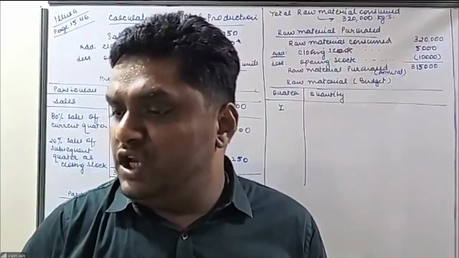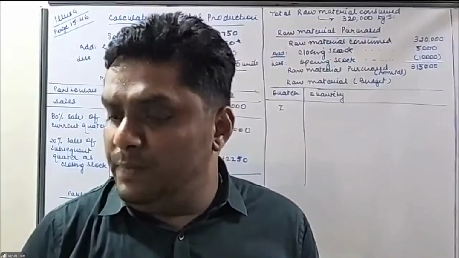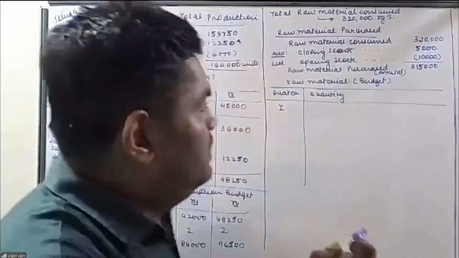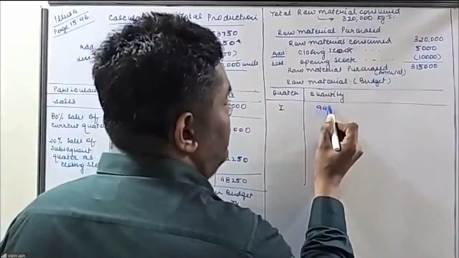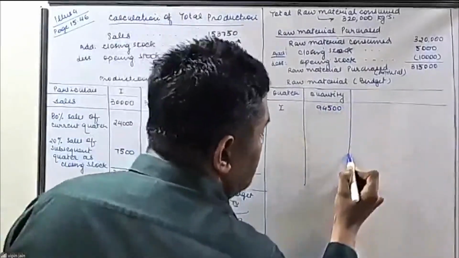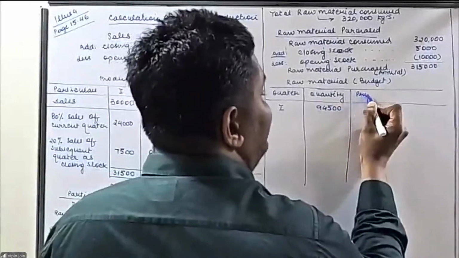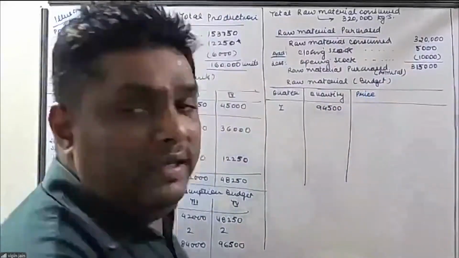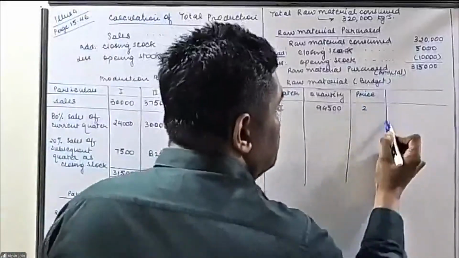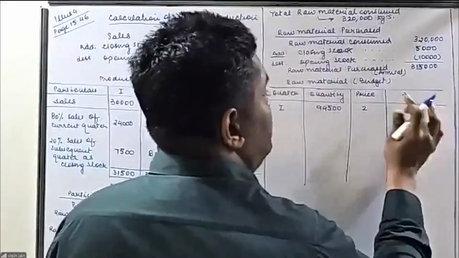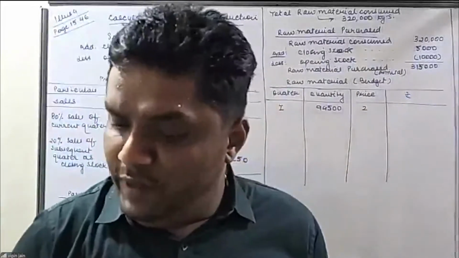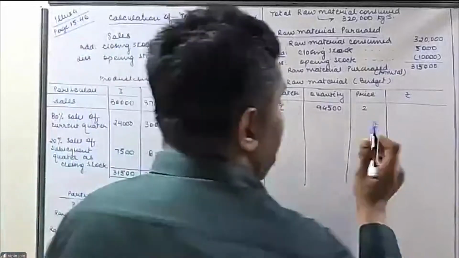It is given in the question that 30% is to be purchased in first quarter. So 3,15,000 into 30%. This will be 94,500 in the first quarter. The price is also given in the question, that is, we purchased it at the rate rupees 2. So total amount will be how much? So 94,500 into 2, this will be 1,89,000.